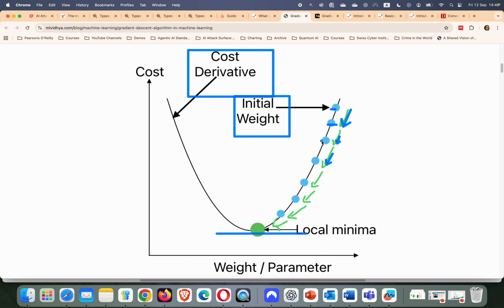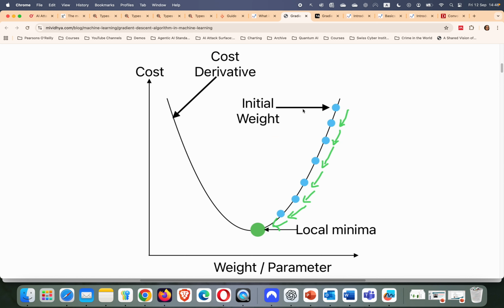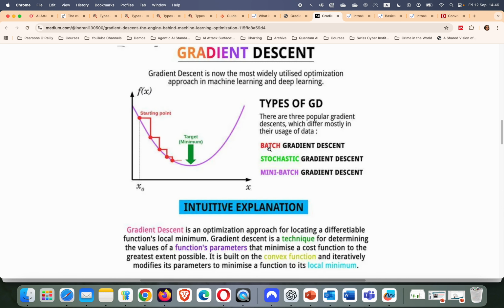So it depends on how many steps you need to perform to reach there. But my favorite explanation of gradient descent is this. Although it doesn't actually come from a journal paper, it comes from a news article, where gradient descent is described as a widely used optimization approach in machine learning, and it says that there are different types of gradient descent: batch, stochastic, and mini batch. So this is just explaining what those are.